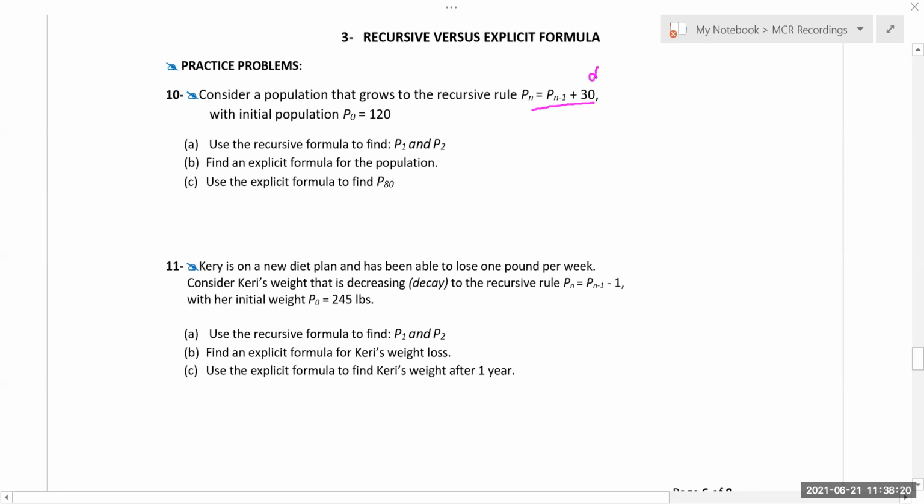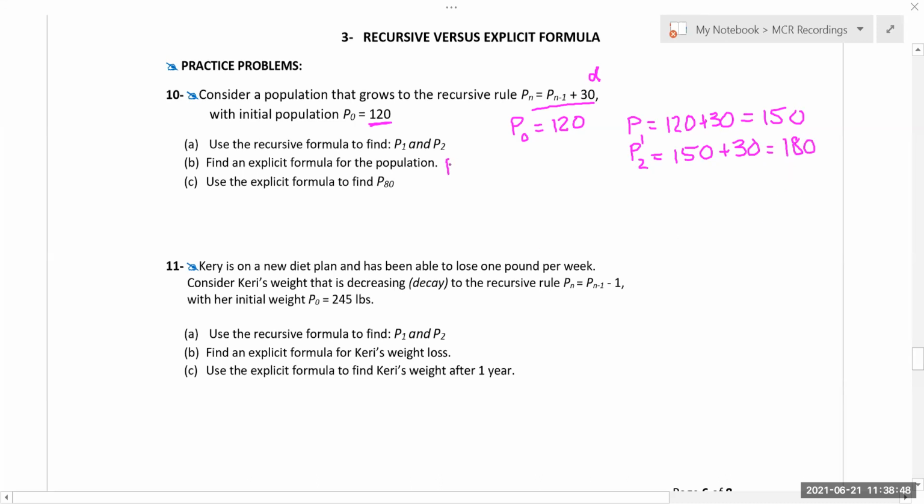There's my D, previous term plus 30, and I started with 120. So P0 is 120. So P1 is 120 plus 30. And P2 is 150 plus 30, previous term. So there's the answer to A, 150 and 180.